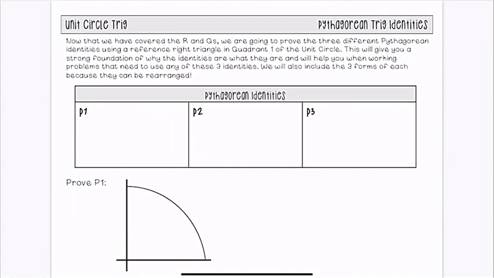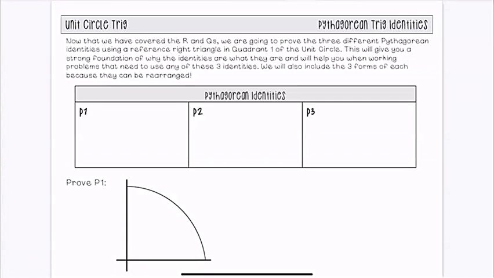But up at the top here, we're going to talk about our last type of identity. We've talked about reciprocal identities and quotient identities so far. This is about Pythagorean identities, which obviously is linked to the Pythagorean theorem and reference triangles.